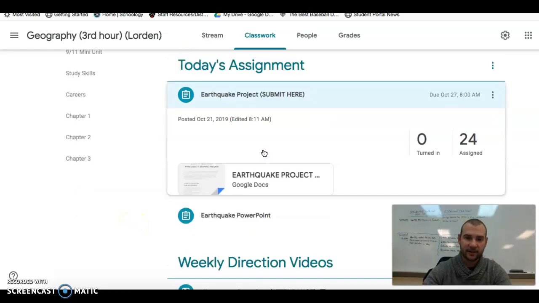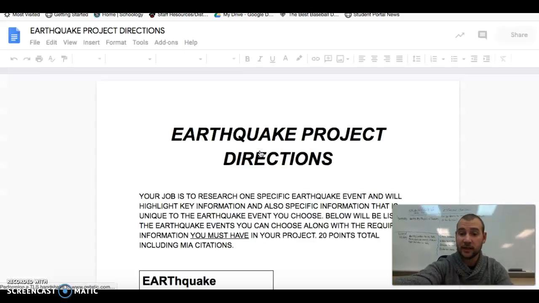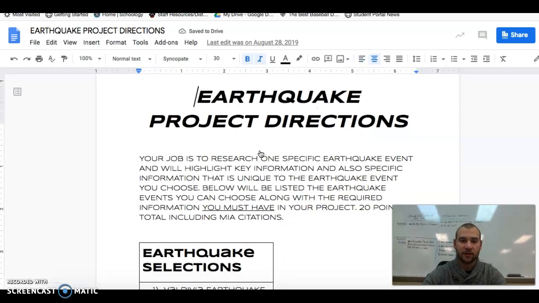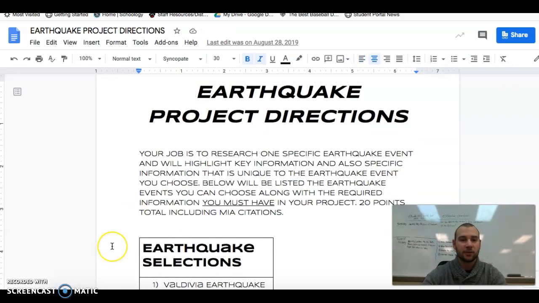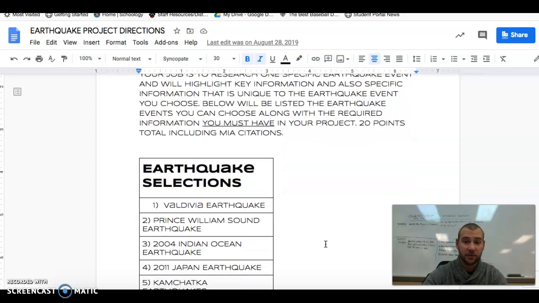So let's get into it here and see what the directions say. Again, it's not supposed to be a super complicated one. I just want you guys to look closely at one specific one. So I'll just read the directions here. Your job is to research one specific earthquake event, and highlight key information, also specific information that is unique to the earthquake event that you chose. Below will be listed the earthquake events you can choose, along with the required information you must have in your project. 20 points total, including MLA citations, which we've done before.